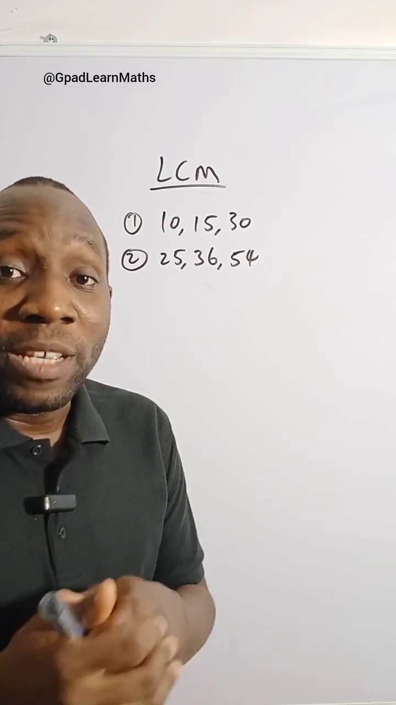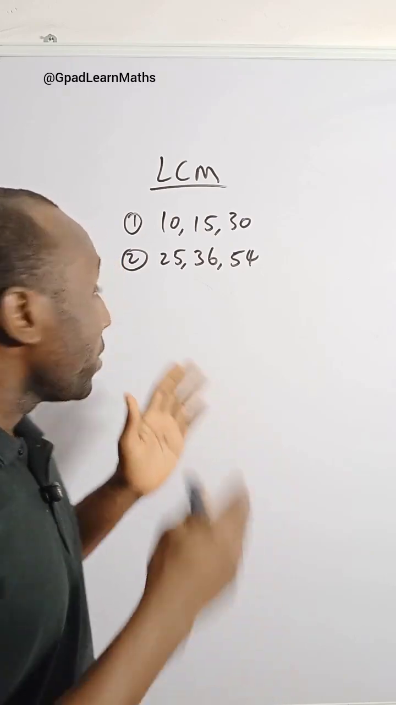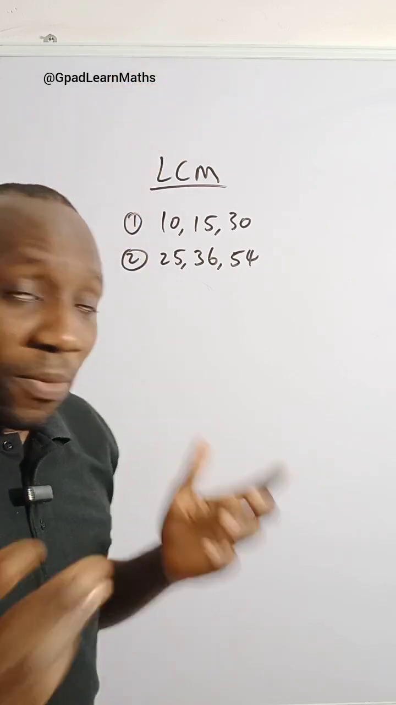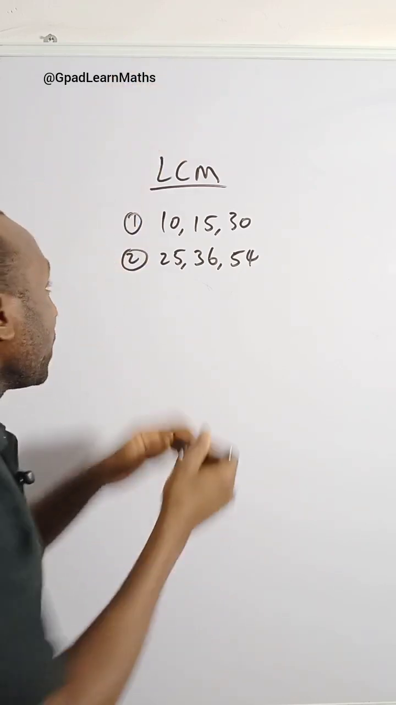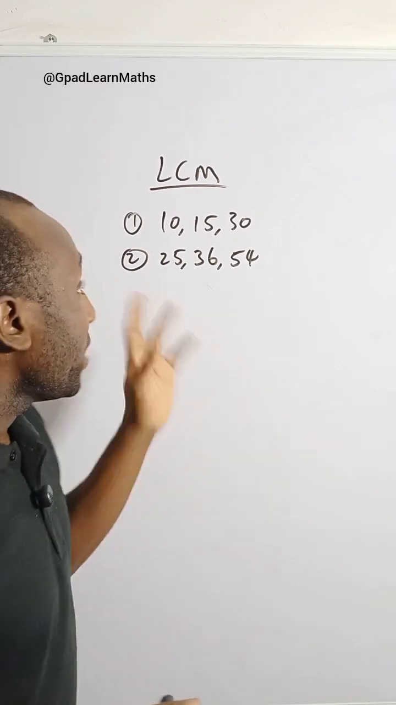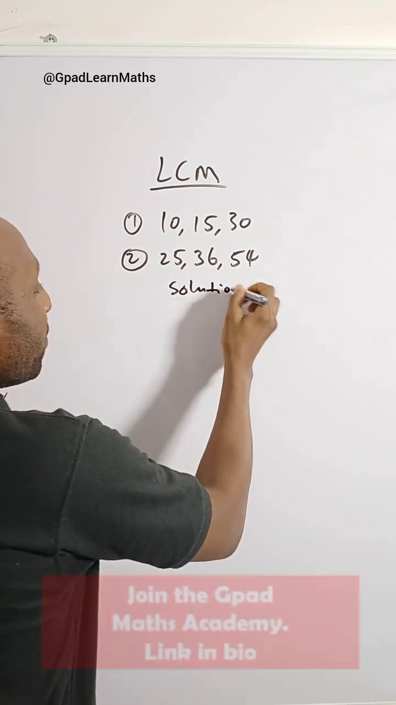So I had a chat with one of my students who said that he prefers listing the multiples of the respective numbers before he can find the LCM. And of course, while that is okay for some numbers, for example, the first one, 10, 15, and 30, if we were to find the LCM of 10, 15, and 30, you can easily just list the multiples, right?